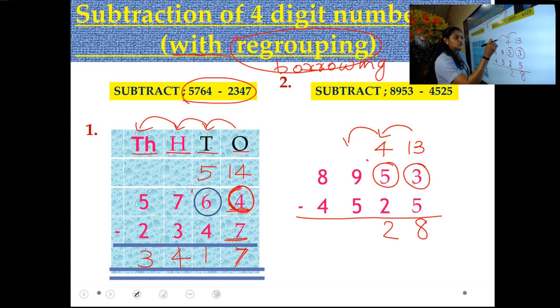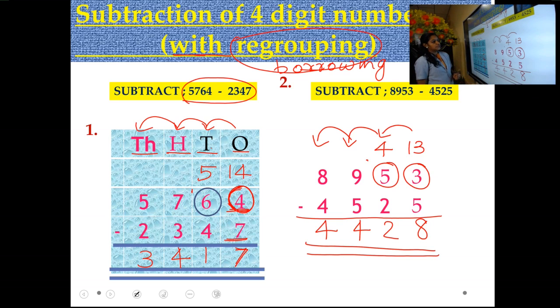Now we move to the next place. 9 and 5 are the numbers. 9 in mind, 5 in hand. 9 before, 8, 7, 6, 5, 4. Write down in the correct place. Now move to the next place. 8 and 4, 8 in mind, 4 in hand, 8 before, 7, 6, 5, 4. So our answer is 4,428, and double underline the answer.